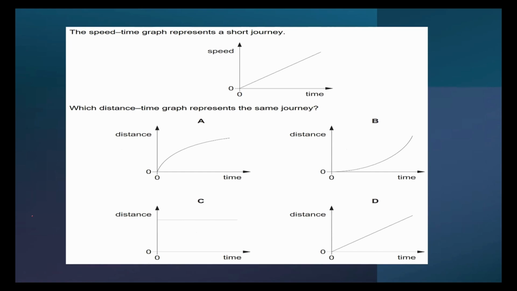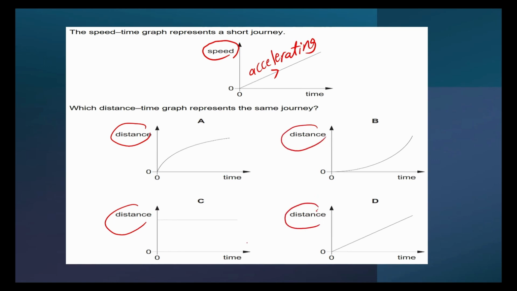Look at this one. The speed time graph represents a short journey. Which distance time graph represents the same journey? Look at this. Again, the speed here. What happens to the speed? The speed is increasing. This means the object is accelerating. We have here distance time graph. Which one represents an accelerating object?